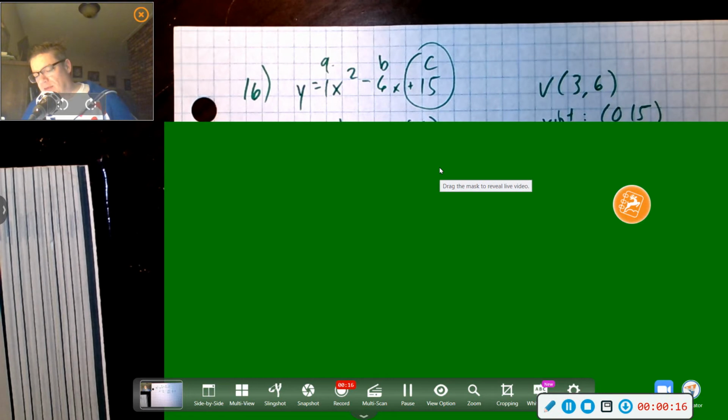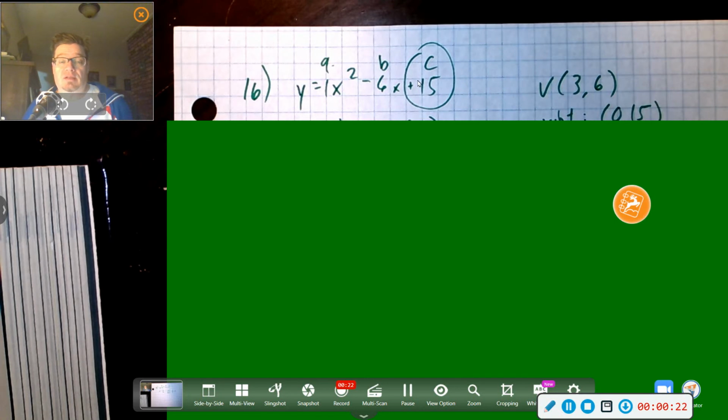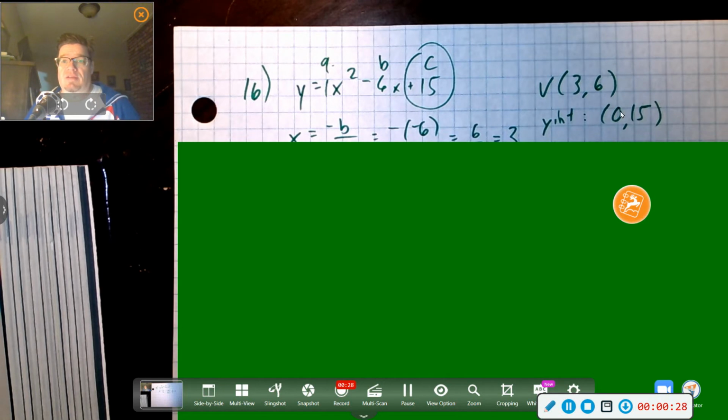Now if I want the vertex and the Y-intercept, when you have the standard form, the Y-intercept is really easy. It's the C. So my Y-intercept is (0, 15). You can see that I've got it labeled there.